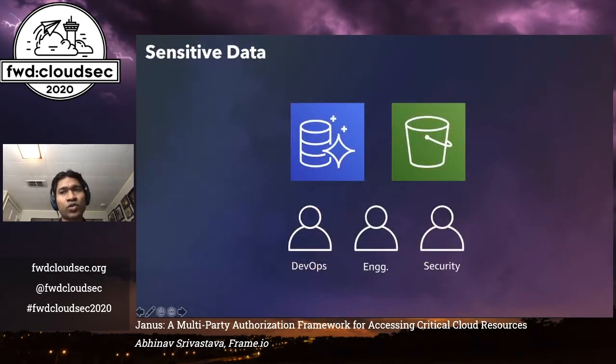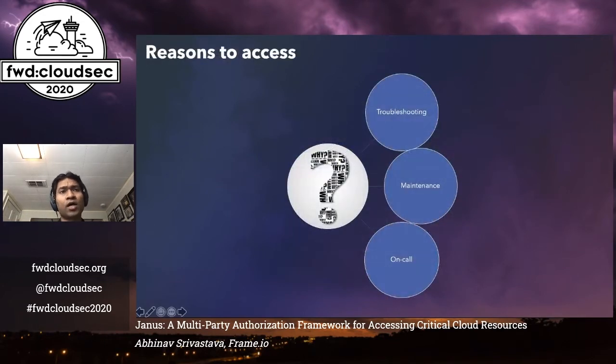Since the sensitive data is stored in the database and in S3, we at Frame.io, and I'm sure it is the same in other companies as well, have a few roles that have access to these critical resources and the data stored within them. For example, a few DevOps and security engineer roles are allowed to access the resources. The reasons for access are also very common, and the same across many companies: troubleshooting during customer issues, maintenance and backup purposes, and during the on-call shift to respond to P0 incidents.